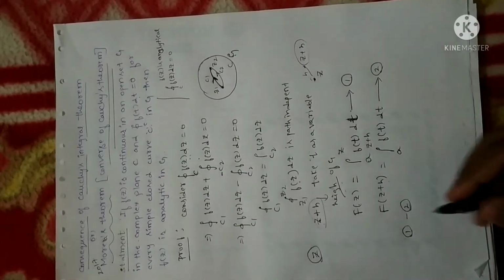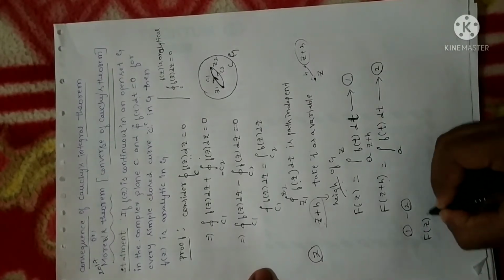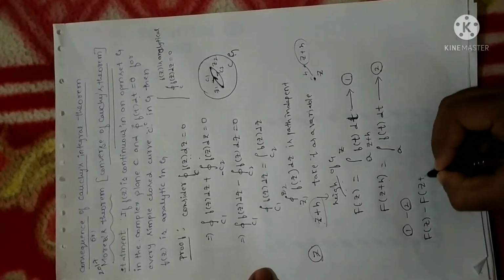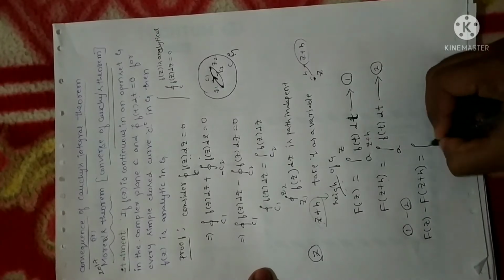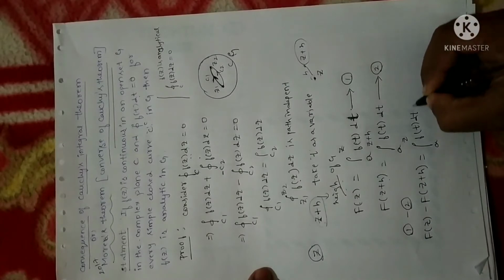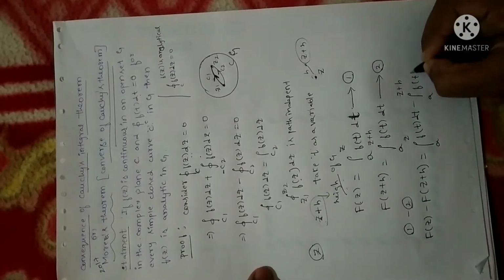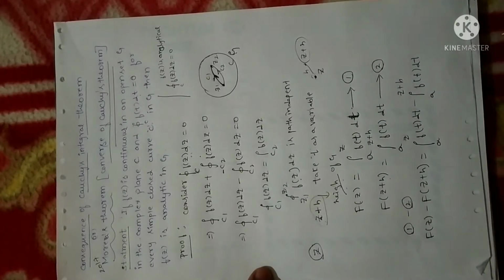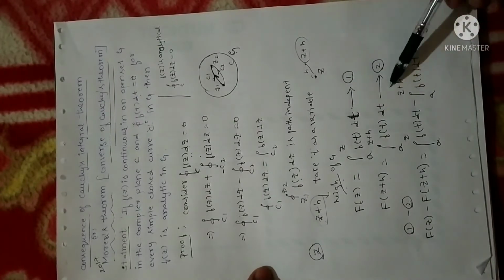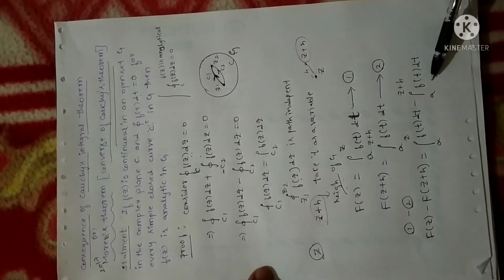1 minus 2 will give us, let me subtract the LHS part, so you will get F of z minus F of z plus h is equal to the integral over a to z of f of t dt minus the integral over a to z plus h of f of t dt. I have just subtracted equations 1 and 2, so the LHS part I have written here, the RHS part I have written here. Hope it is clear.